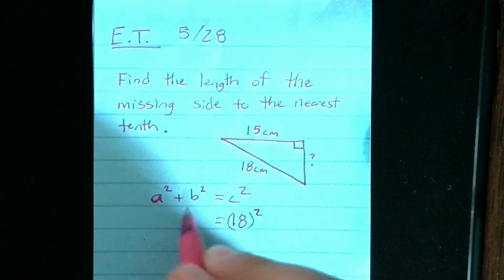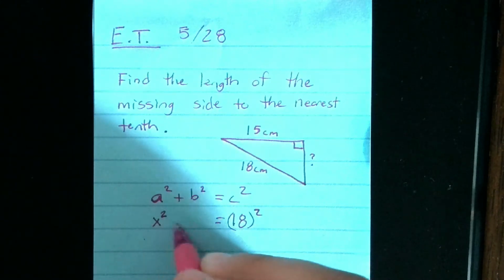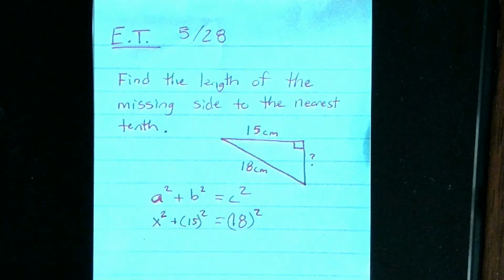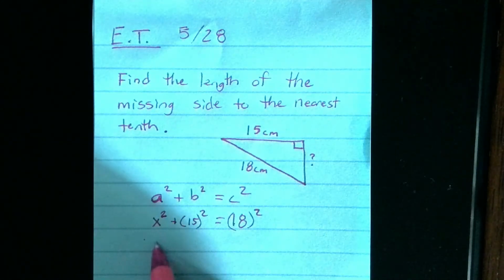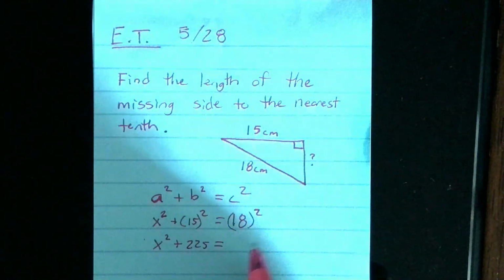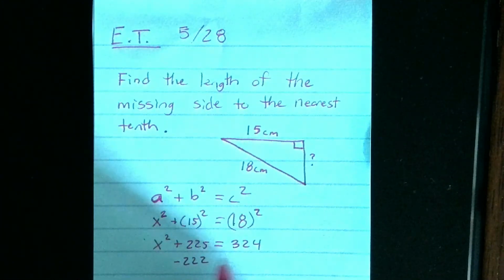The legs are interchangeable, so I can make one of them unknown, x, or I could have left it as an a, and the other one I got to plug in 15. Now I'm going to go ahead and simplify before I go to solve. So x squared equals 15 squared is 225. 18 squared is 324. I'm going to go ahead and get x squared alone by taking away the 225 both sides.